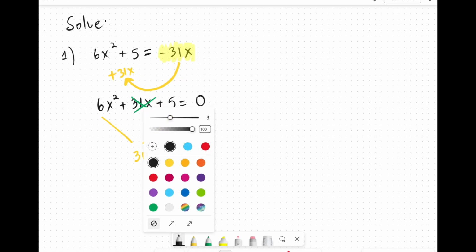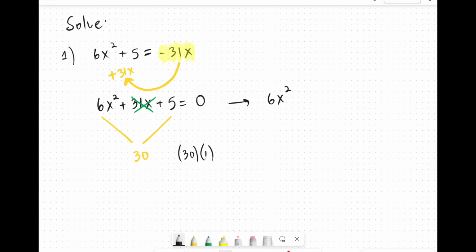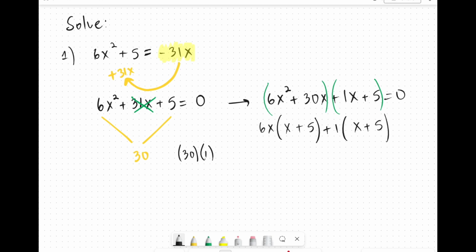So I'll write my question over, and 31x will be replaced with 30x plus 1x. Now I will group. From the first group, the GCF is 6x. From the second group, the GCF is positive 1. The matching binomials are x plus 5 and x plus 5. You write it once in the front, and then all of the remaining things, 6x plus 1, go into the second set of parentheses.